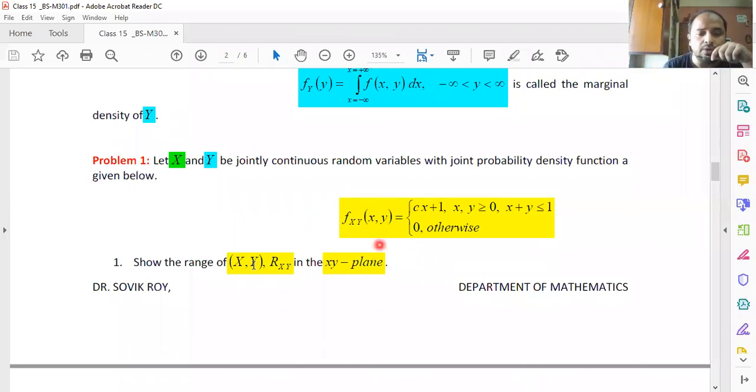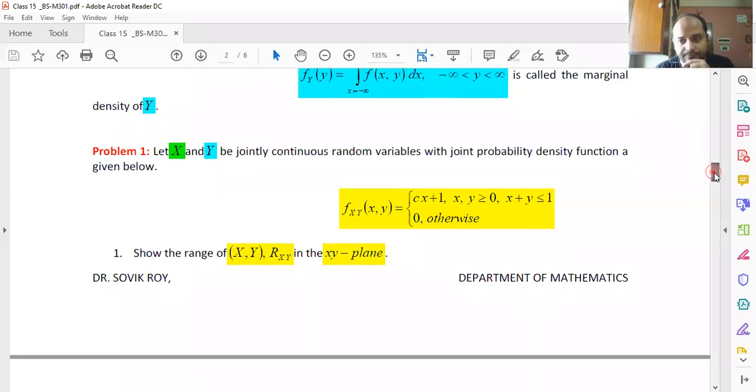There are certain jobs to perform over here. The first job is to find the range of the pair of random variables capital X and Y in the XY plane. Okay, so let us first do it.